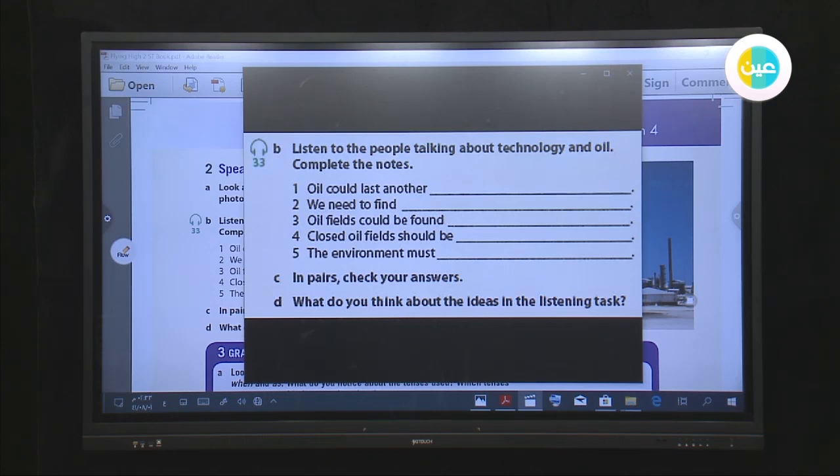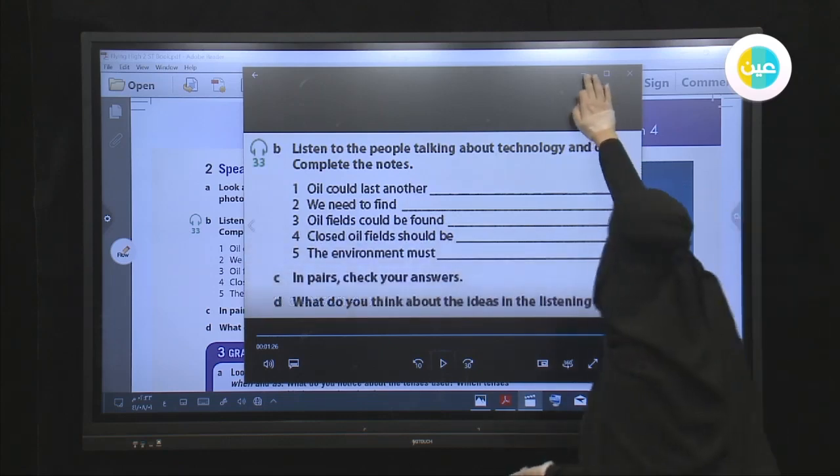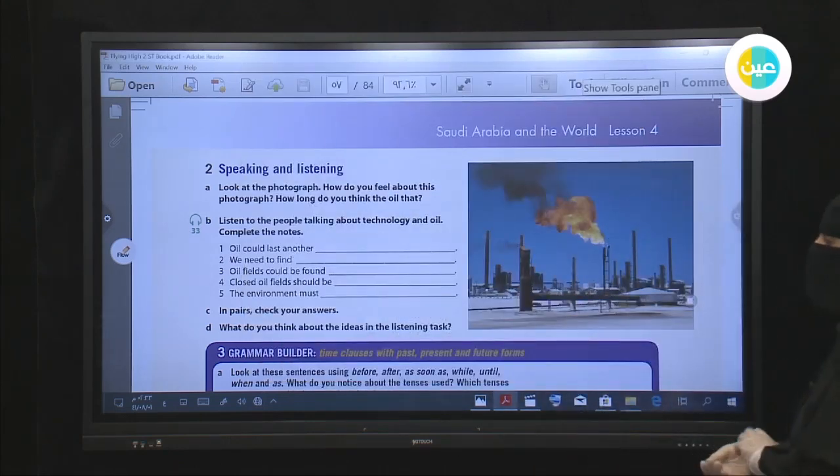Okay, now after listening to the talk about the article, what do you think about the ideas? Are they effective ideas and good ideas? Sure, there are some good ideas, but I think the article must have something about the environment. They also must look after our environment, okay? And the other ideas are good.